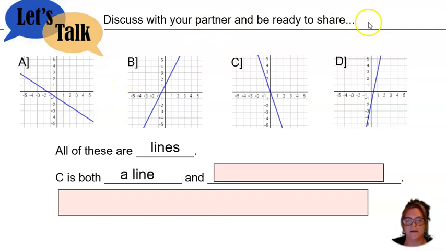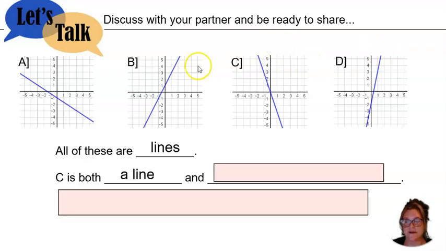Okay, so let's talk about the lines shown here in graphs A, B, C, and D. We can tell that these are all linear functions. They're graphs of linear functions. They each have a y-intercept and they each have a slope. Two of them, we know the slopes are negative. A and C have negative slopes because they are decreasing from left to right. B and D have positive slopes because they are increasing from left to right.